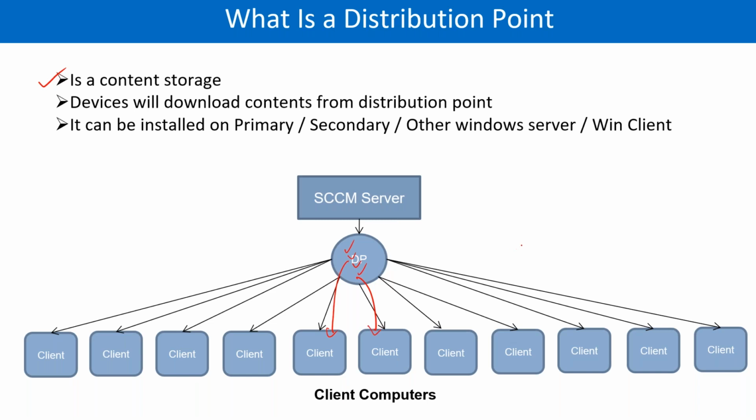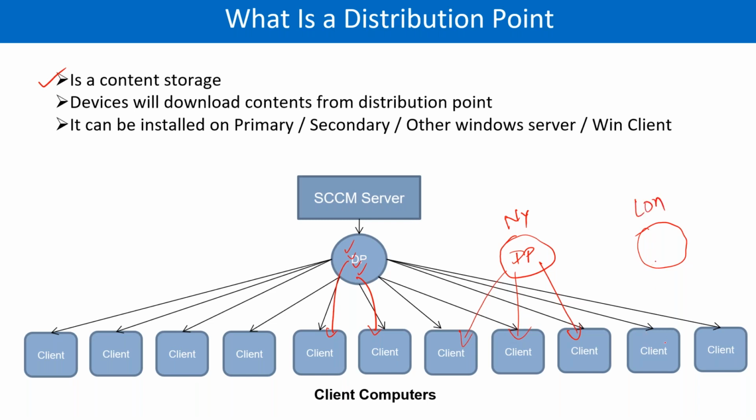So we will have more than one distribution point. Every region will have a distribution point. So we will have a distribution point, let's say in New York, right? So these are New York machines. So they will get the data from New York. Let's say this is in New York. We will have a distribution point in London.